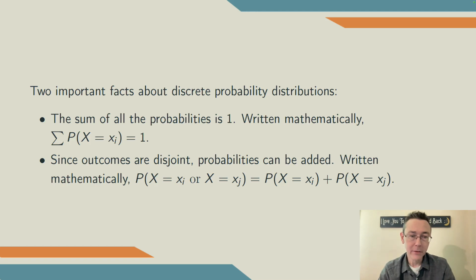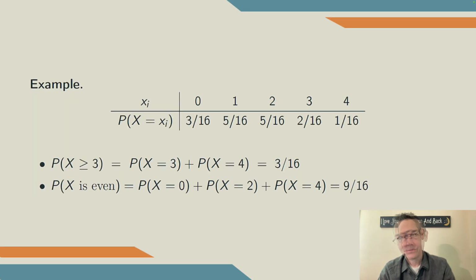The second property that's important here is that since outcomes are disjoint, probabilities can be added in a discrete probability distribution. A bit more mathematically, P(X = xi or xj) is P(X = xi) plus P(X = xj). So to get the probability of one outcome or the other, you take the individual probabilities and you add them.